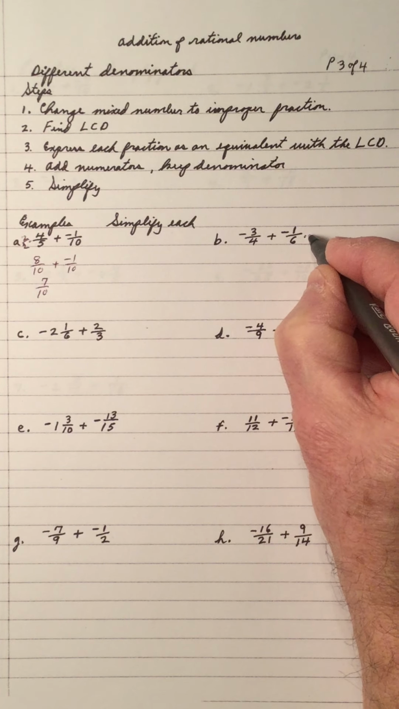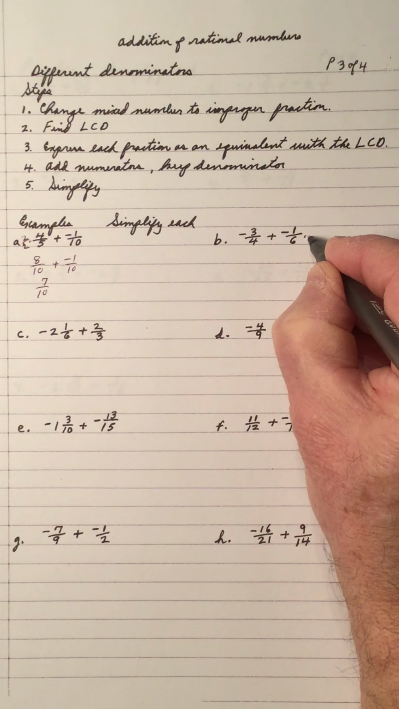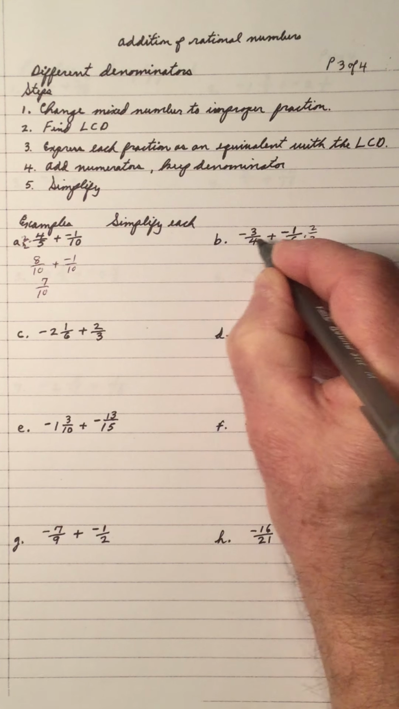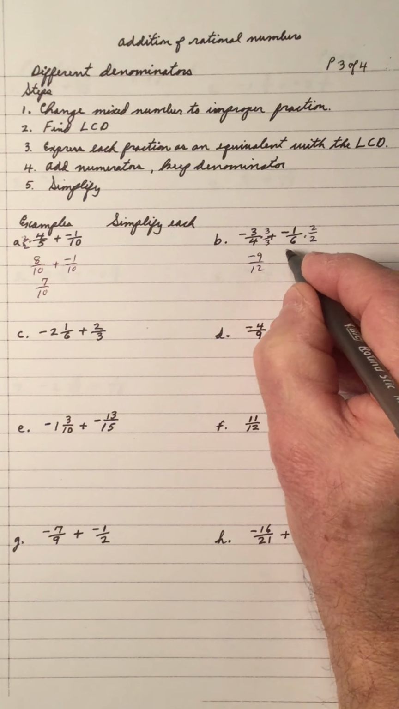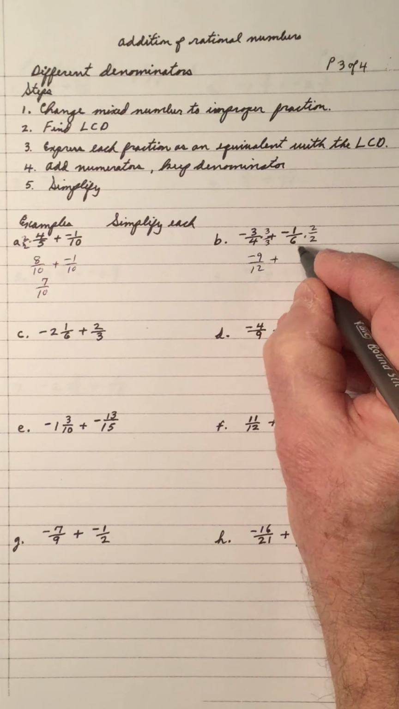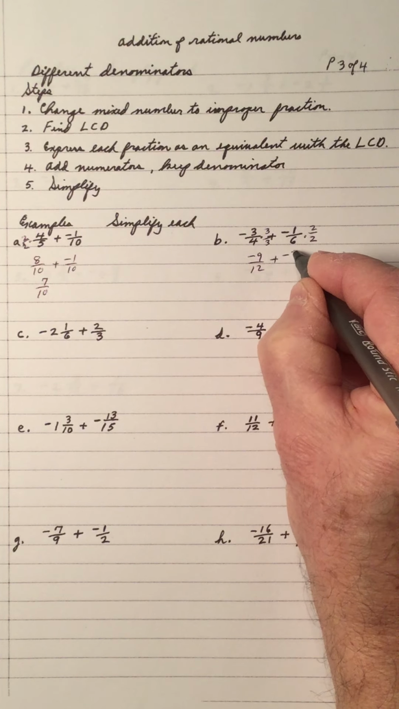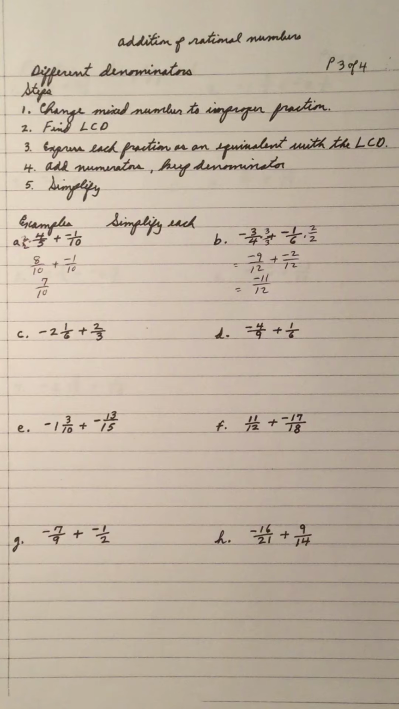And we multiply the 6 by 2 over 2. And we multiply the 4 by 3 over 3. Multiply that, we get a -9. 4 times 3 is 12. And add on, -2 times 1 is -2. 6 times 2 is 12, so we have our common denominator. So we keep our denominator and add our numerators. -9, -2 is a -11. Can't reduce.